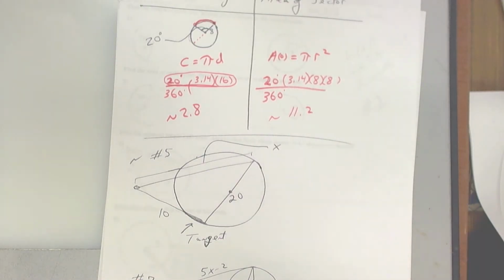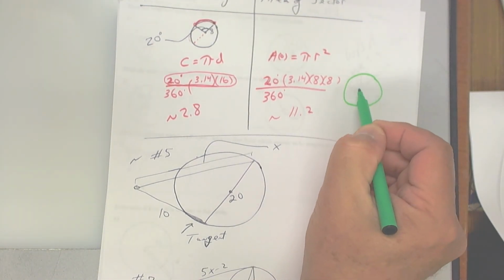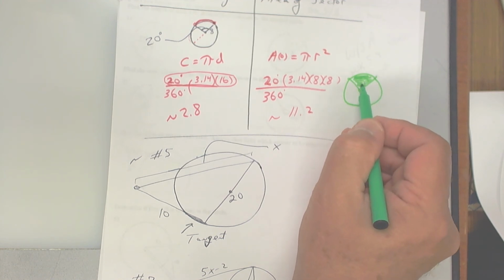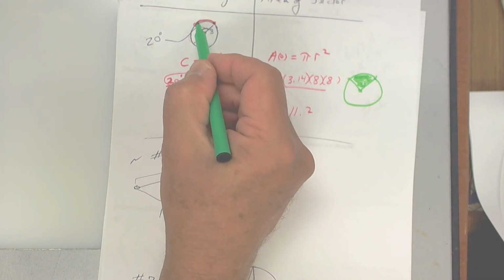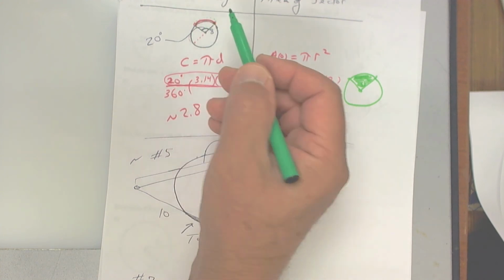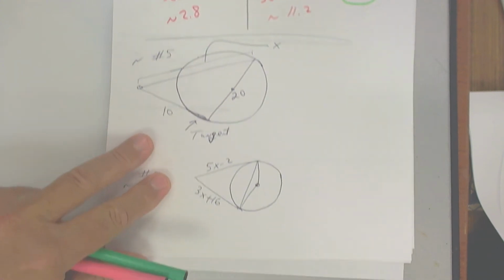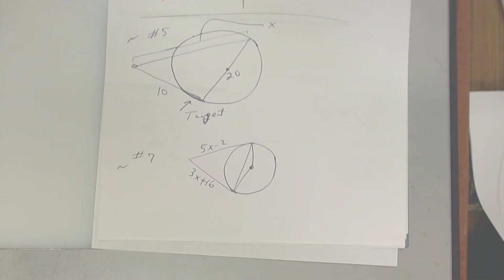So remember that area of the sector is the area. So in this case, it would be this right here. That's the area of the sector. This is called the arc length. Okay? Like the curvature of your eye. Copy these two down, and then I'm going to get you started.